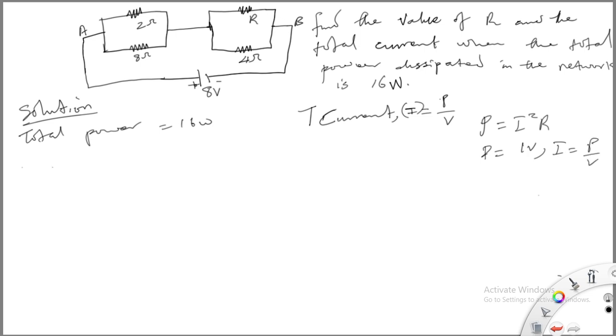So we can now say total current I is equal to P over V, which is equal to 16 over, what is our voltage given? 8 volts, which is equal to 2 amperes. That's our total current in the circuit, and we were asked to calculate what? The value of R.